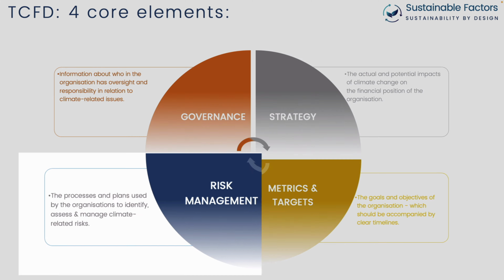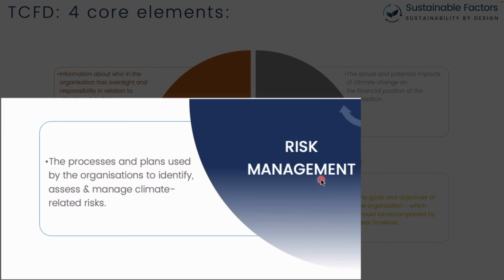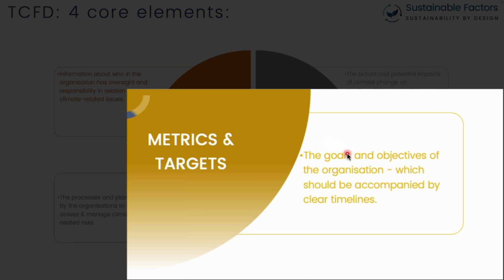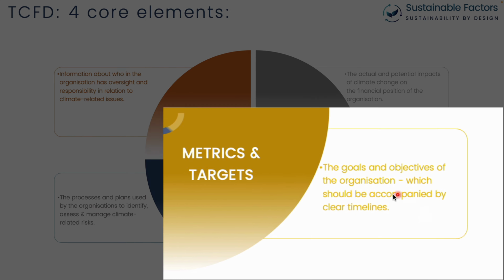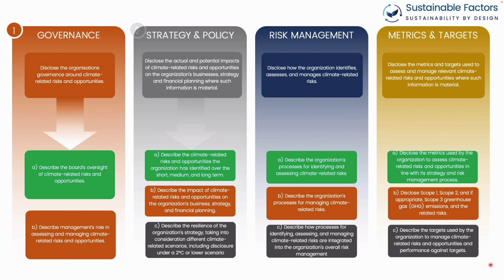Then you, of course, have risk management. Now the risk types have been categorized into transition risk and physical risk, but again, I won't be going down that route as for me, it will be out of scope for this particular presentation. Okay, but it's enough to say that the risk management pillar sets out the scene for you to disclose the processes and plans used by the organization to assess and manage climate-related risks. And then you have metrics and targets whereby you disclose the goals and the objectives of the organization, which should also include clear timelines. So what I've done now is I've laid out the 4 pillars here.